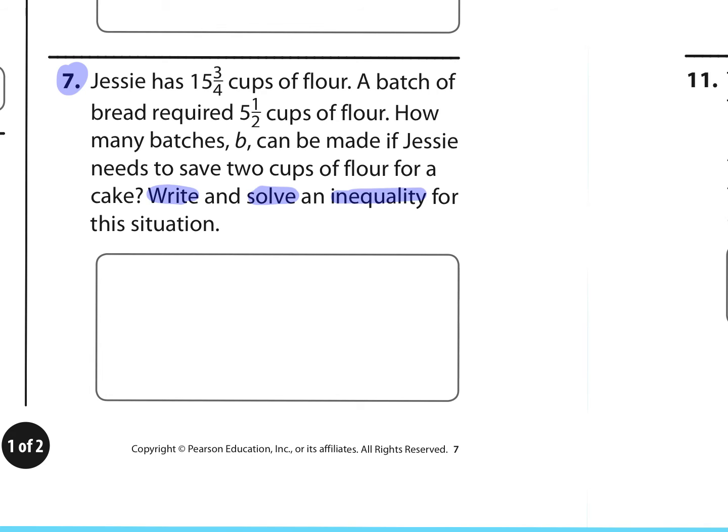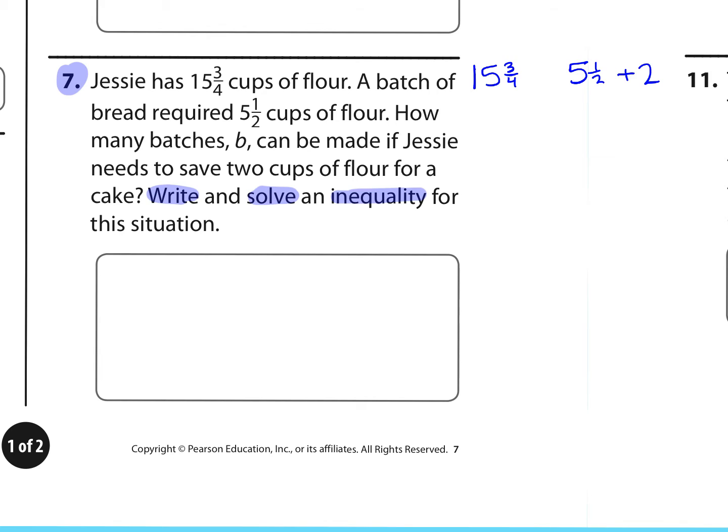Okay, so first of all, we know that she has 15 3/4 cups of flour. We know that each batch of bread requires 5.5 cups of flour, and she needs to save 2 cups. So we're going to add 2 cups to whatever that total is.